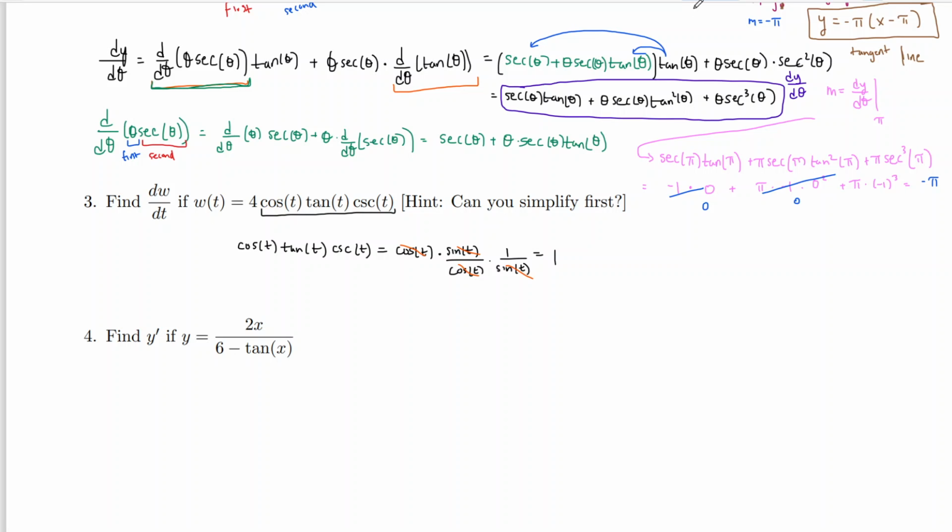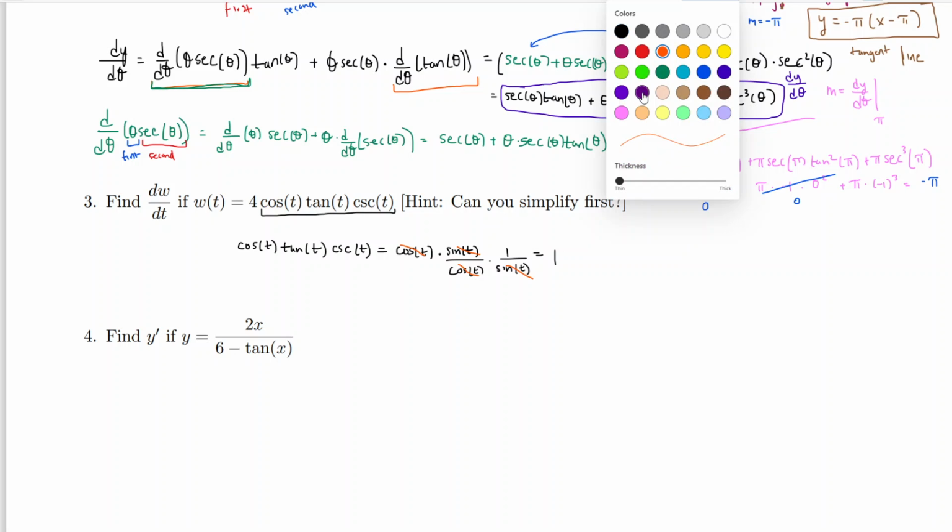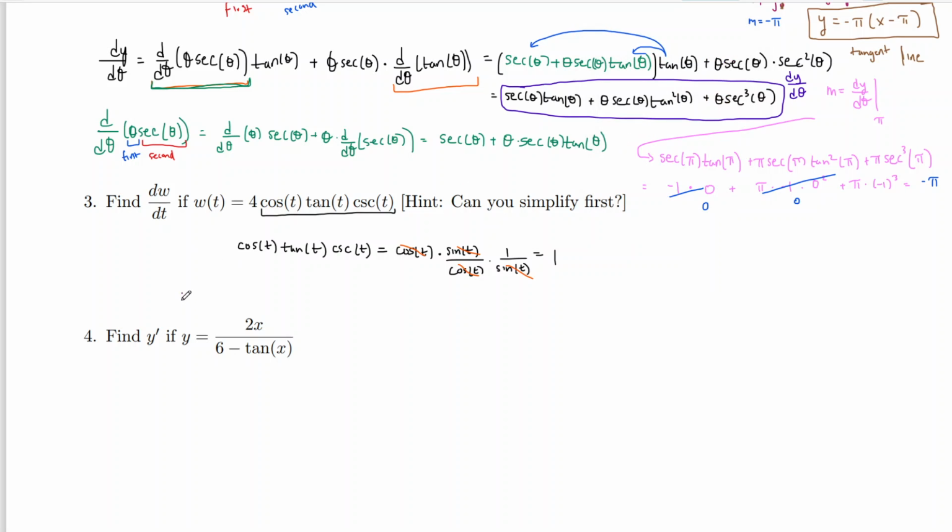Right, well, what does that mean our function is? Go ahead and plug it in. W of t was 4 times this multiplication of 3 trig functions, and we just figured out that it actually only equals 1. And 4 times 1 is just 4.